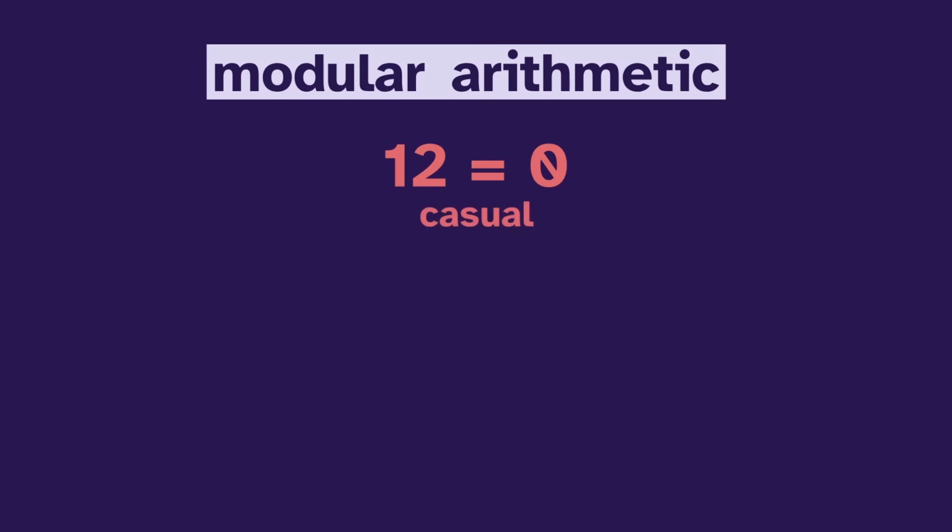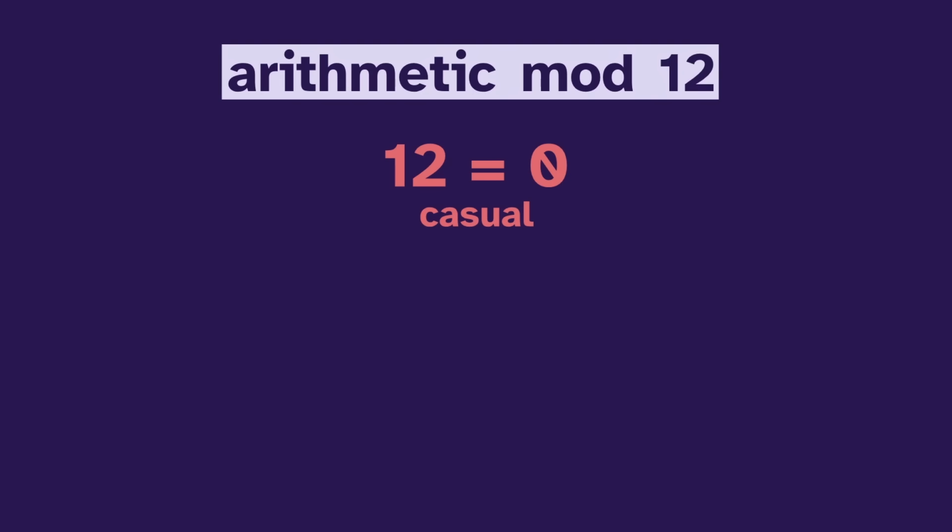So this is the casual definition for arithmetic mod 12. It works for calculations, like starting at 10 and then adding 7 hours, we get 17. Nothing changes if we subtract 12, and 12 is the same as 0, so we end up with 5. 5 o'clock is 7 hours after 10.